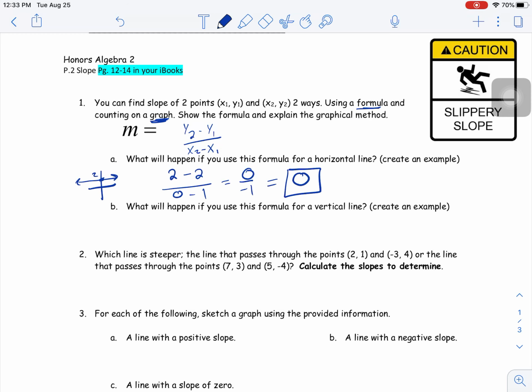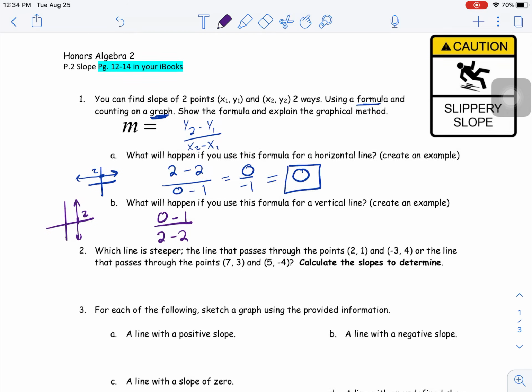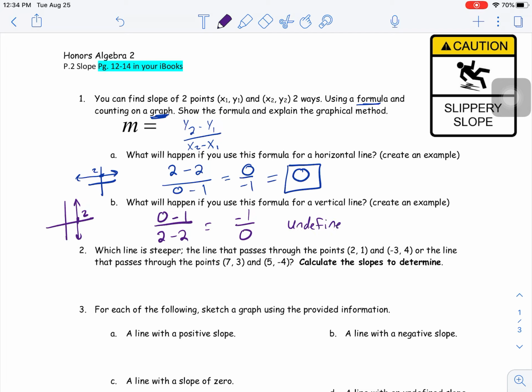What will happen if we use this formula for a vertical line? So in the same sense, let's think about, well, if that line was vertical instead of horizontal. So now let's say, okay, we're going through an x value that is 2. Well, that means on the bottom this time, we're going to have a 2 minus a 2. The y value, we could be going through, I don't know, 0 and 1 again. So 0 and 1. So then that's going to give us negative 1 over 0. Well, in math, we can't do this, right? We can't divide by 0. That would give us an error on our calculator. So the slope for all vertical lines is undefined.